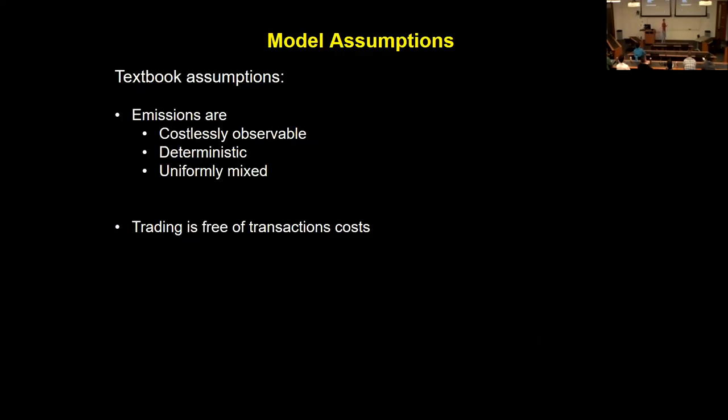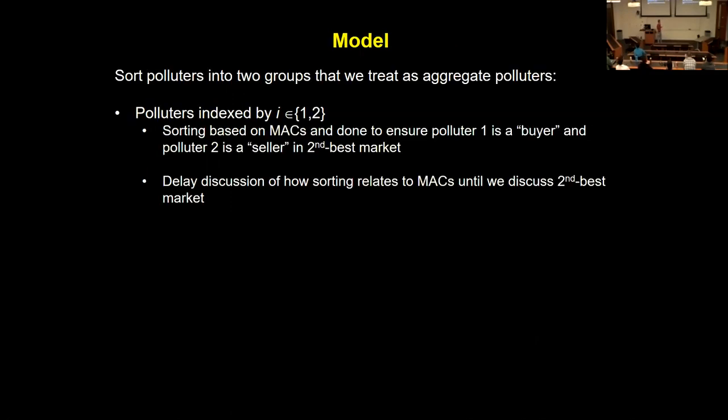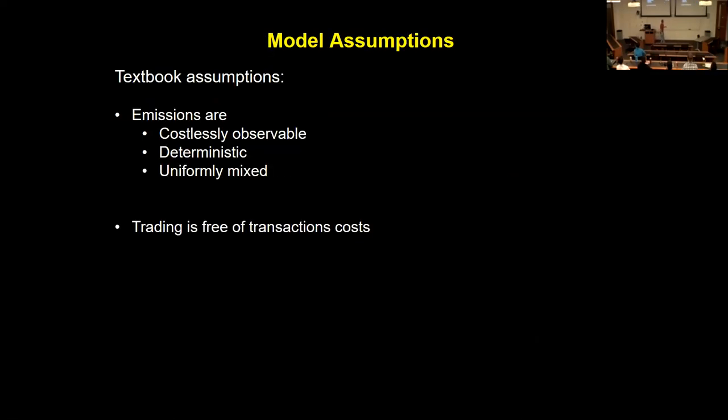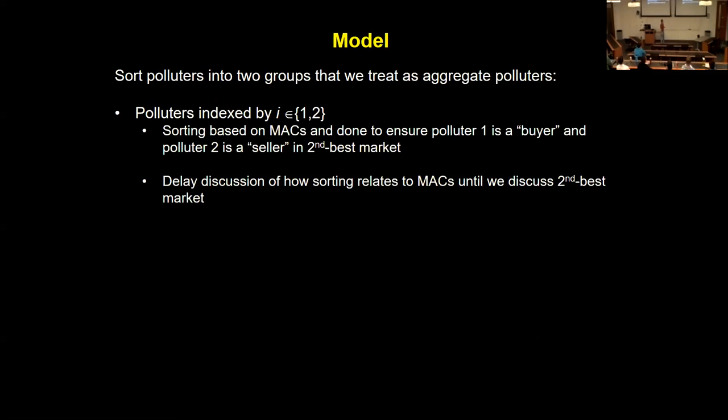So we're going to make this as easy as possible. Emissions are costlessly observable. They're deterministic. They're uniformly mixed. Trading is free of transaction costs. And we're going to split into two groups that we're going to treat as aggregate polluters. We're going to index polluters by i, say i is equal to 1 or 2. So we have sector 1, sector 2.